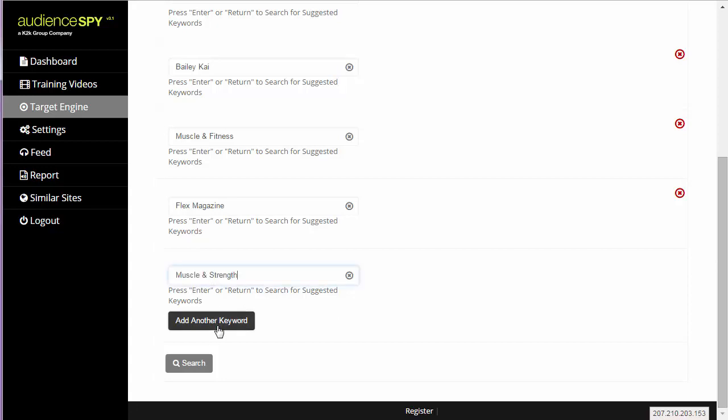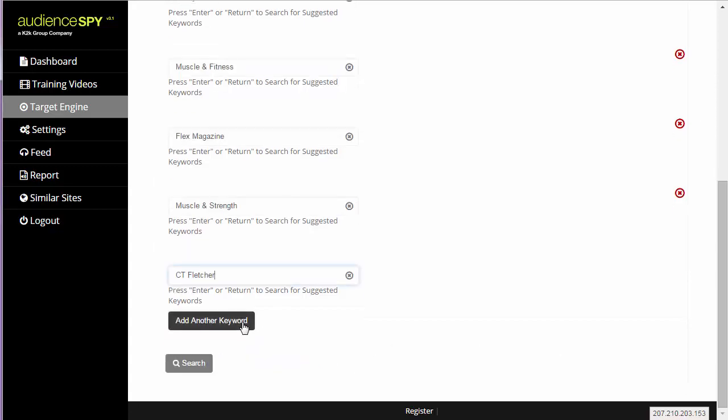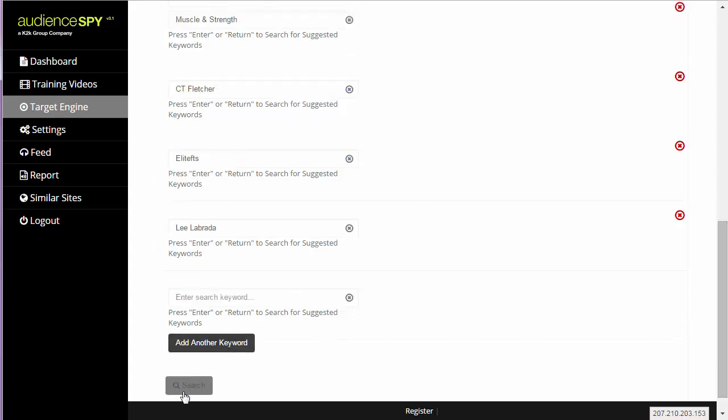Strength, let's put that one in. Let's just put this CT Fletcher guy in. See what he brings up. And there's some other brands. And I'll just put the other last brand in. Okay, so we can put as many of those as we like. I haven't put them all in, but I put a lot of them in. Just didn't put all the celebrities in.